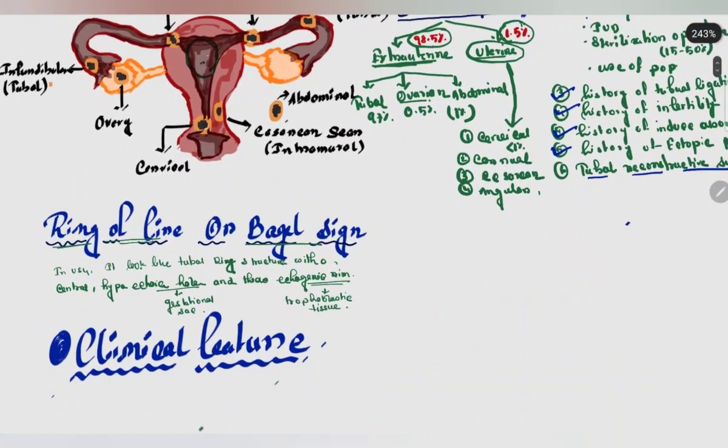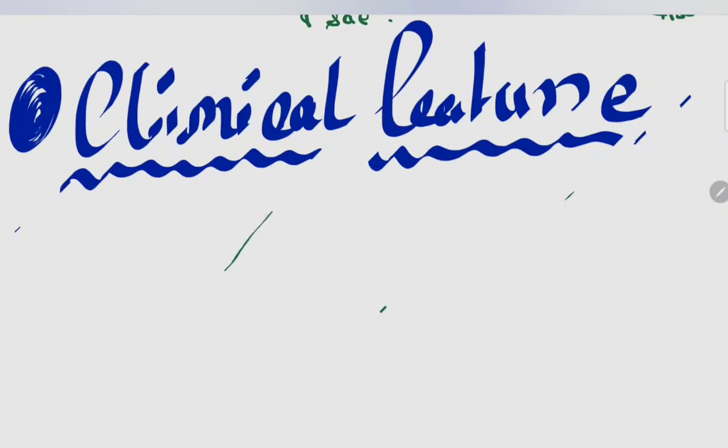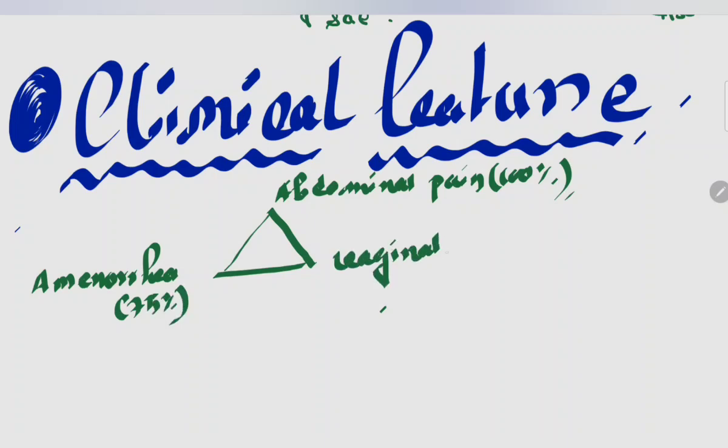Next, I discuss the clinical features of ectopic pregnancy. In ectopic pregnancy, there is a classical triad of symptoms. First, abdominal pain. Second, amenorrhea. Third, vaginal bleeding.